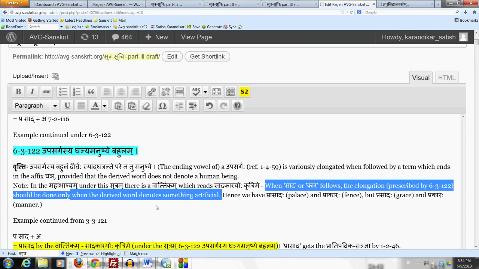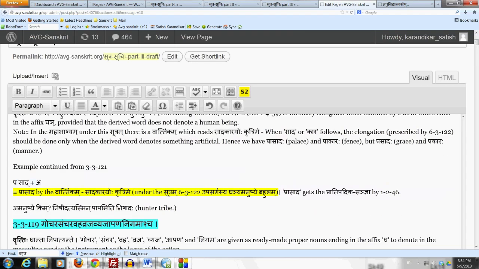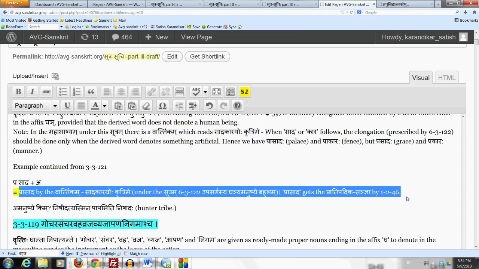Right now we're deriving a word in the sense of a palace. So by this vartikam, the elongation of the ending akara of the upasarga pra is necessarily done. It is no longer variously done. So let's complete the example now. We have pra, sada, and now we put a long vowel substitute in place of the ending short vowel of the upasarga pra to get prasada, which gets the pratipadika sanjna by krit taddhita samasascha.